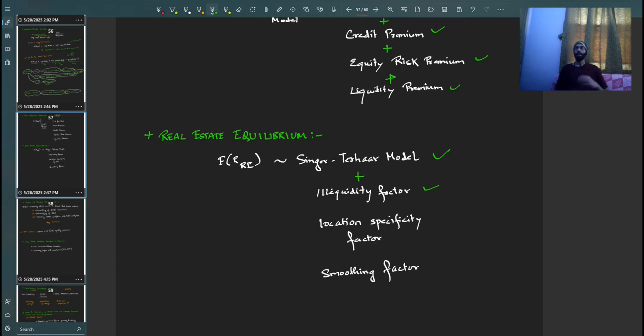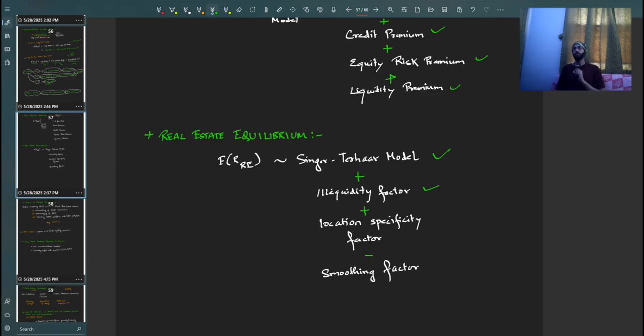Then, when you are looking at a Singer-Terhaar model, you are looking at global integration and the degree of global integration. In the case of real estate, it is generally a very location specific investment. Even if you are invested in multiple portfolios, it is very much heterogeneous and location specific. The investments are very local in nature. So the location specificity factor has to be added.